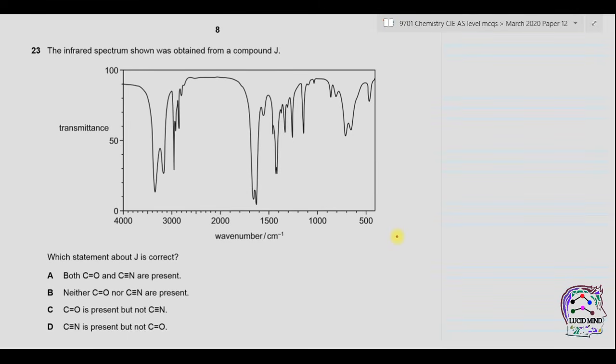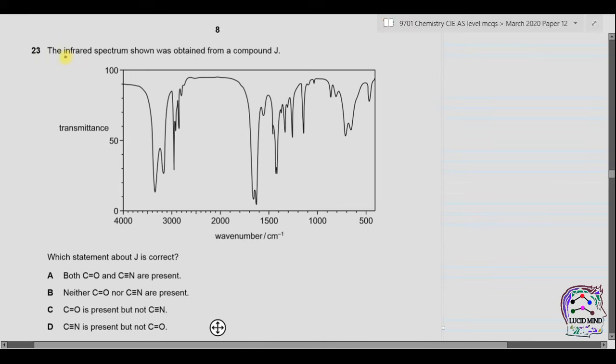Question number 23. The infrared spectrum shown was obtained from a compound J. So this is the infrared spectrum. We can see that the peaks are between 1600 and 1700 per centimeter, and also between 2800 and 3500. Which statement about J is correct?